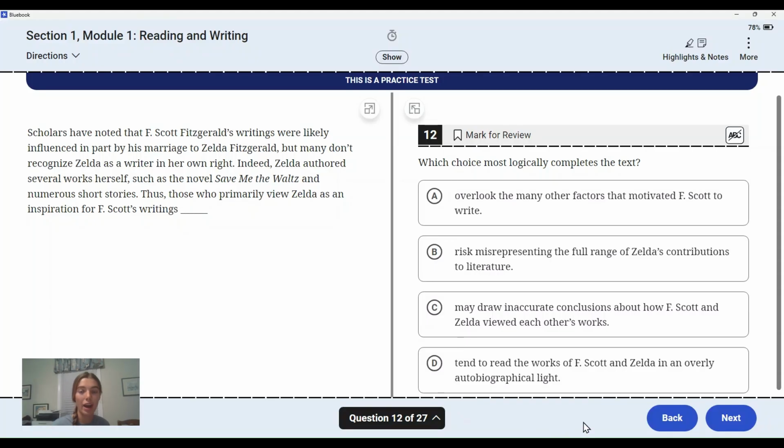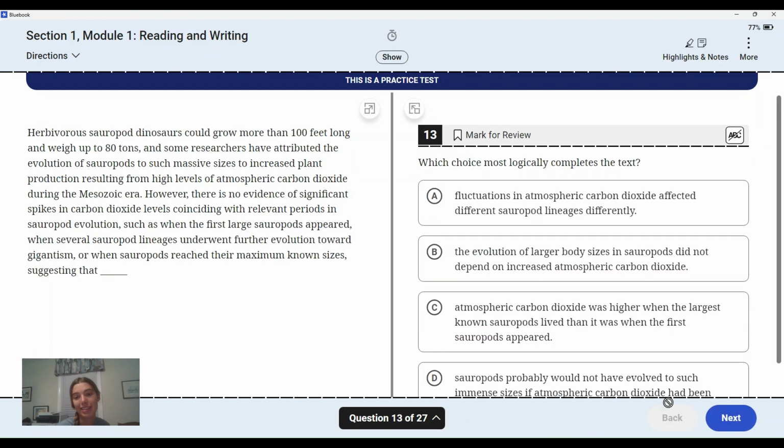Okay, so the final problem type in the SAT reading section before you move on to the writing is going to be a question that asks you to complete the text, to most logically complete the text. In this particular exam, there's only 2, at least within this section, so I'll go ahead and choose the more difficult of the 2.